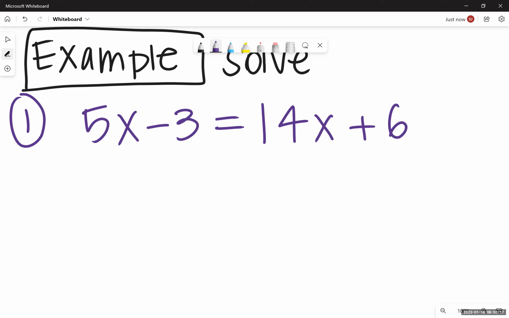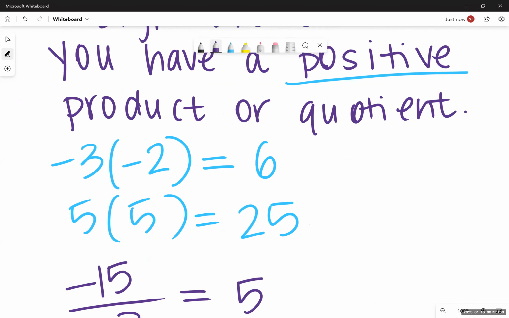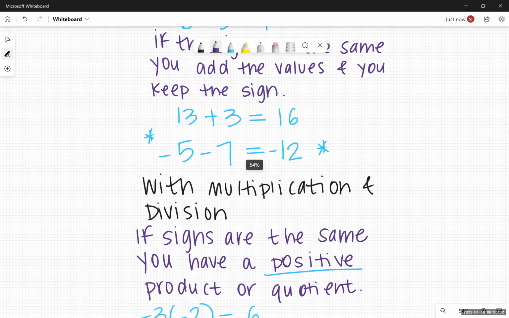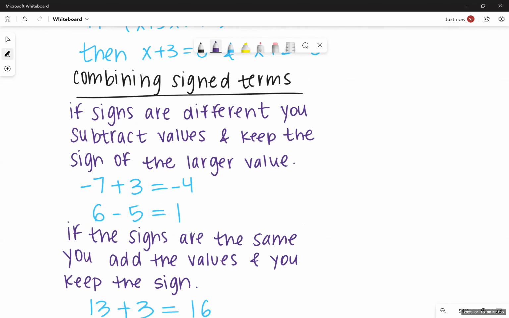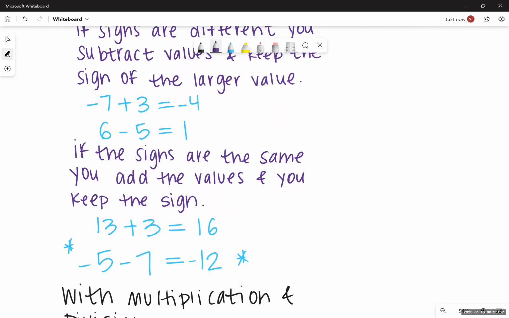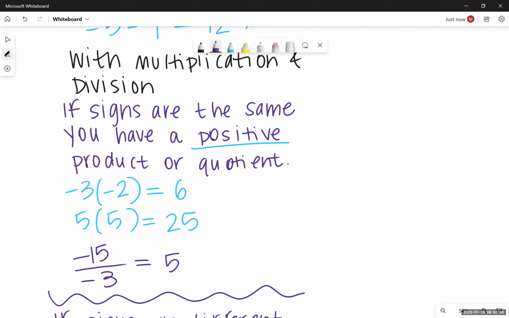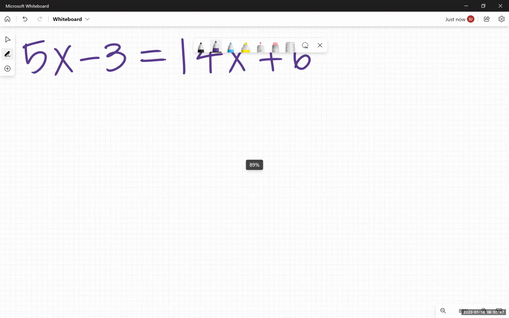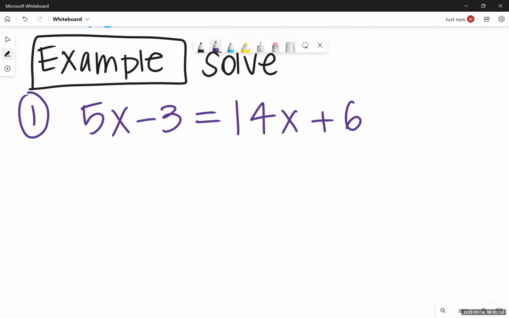So the first thing I would do when I looked at this, I would look on the left-hand side. Can anything be combined? Do I see anything like we were doing earlier whenever we were adding things or subtracting things? Right here, you see where it says combining like terms. Do I see a -7 and a 3 by itself on the left-hand side that can be combined? Or do I see anything at all that is considered like? And I don't. I see the 5x and I see that -3.